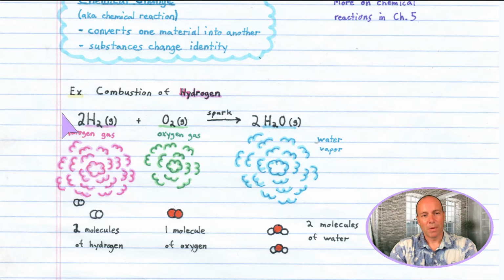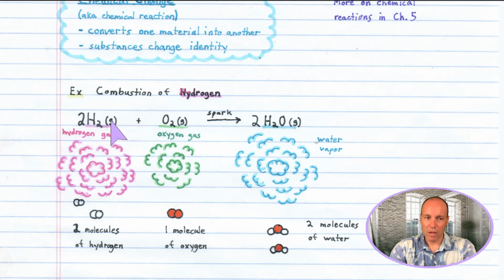So remember that chemical equations tell you the chemicals that you start with on the left, this is your reactant material, and the chemicals that you end up with on the right, this is your product material. And you can see this time you have different chemicals on the left versus on the right. So here, this is definitely a chemical reaction.